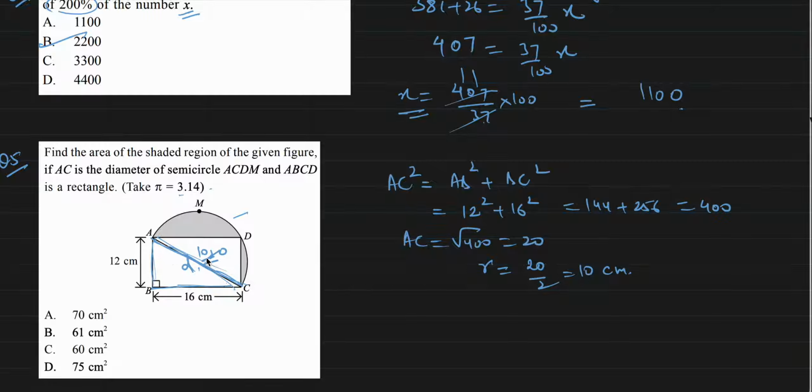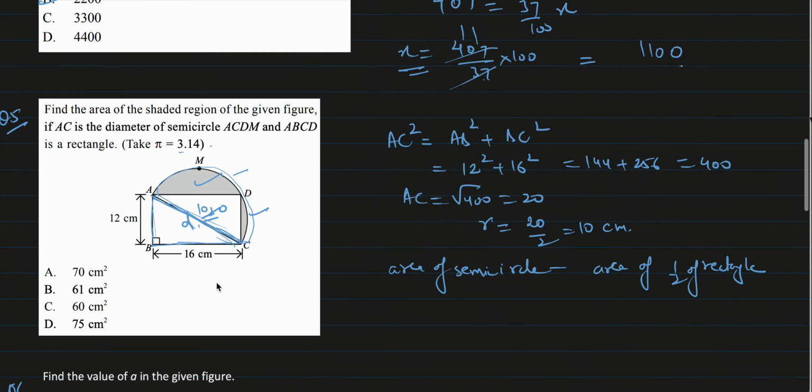Now the area of this shaded part. Area of the shaded part, if you all see, is the area of this semicircle minus the area of half of the rectangle. Rectangle ABCD. Yeah, this triangle is half of the rectangle area only. So area of semicircle will be pi r square by 2 minus half of the area of rectangle, which will be length into breadth by 2.